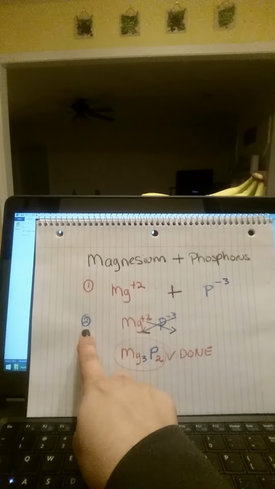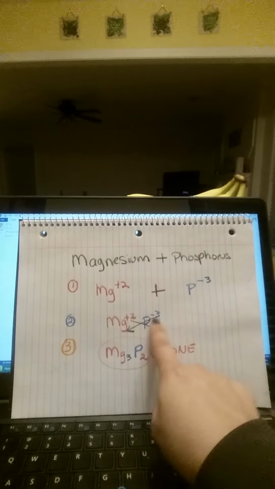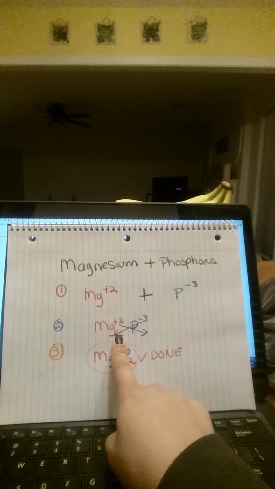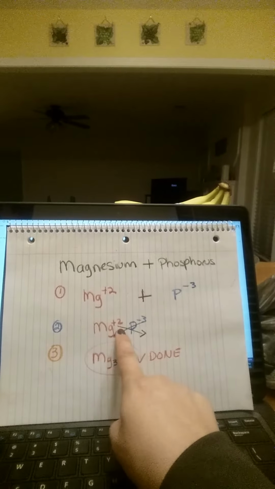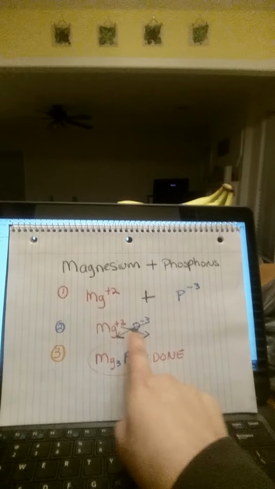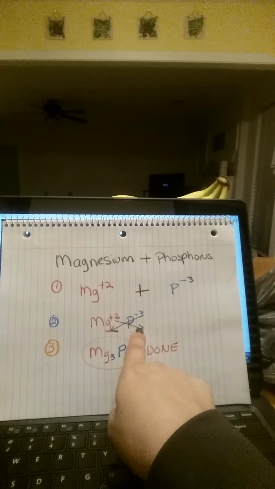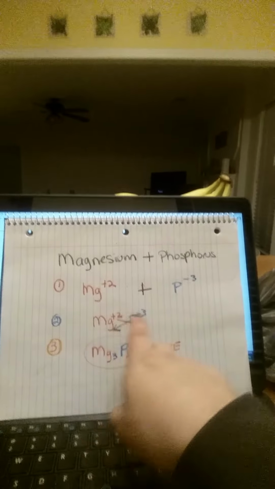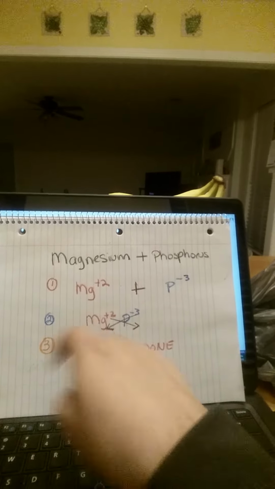So, step number 2. Step number 2 says crisscross applesauce your oxidation numbers. Now, if you notice, the oxidation numbers go to the bottom of the letters, not on top. So magnesium is giving the number 2 to the phosphorus, and the 3 is going to go to the magnesium.